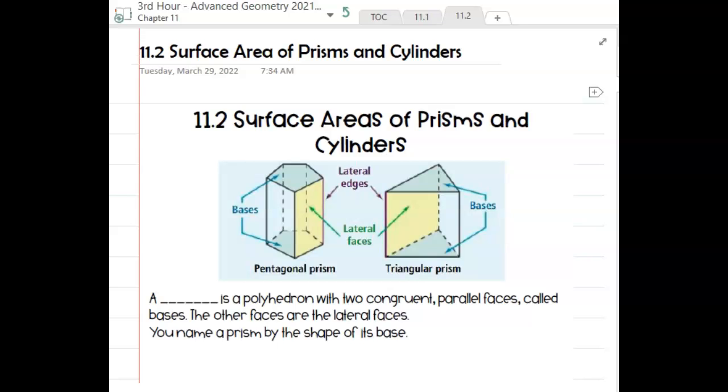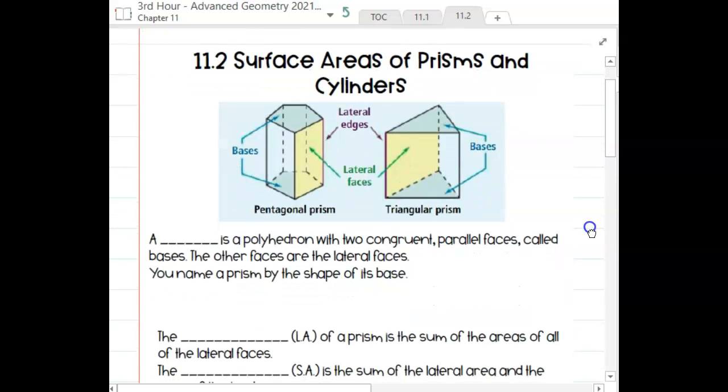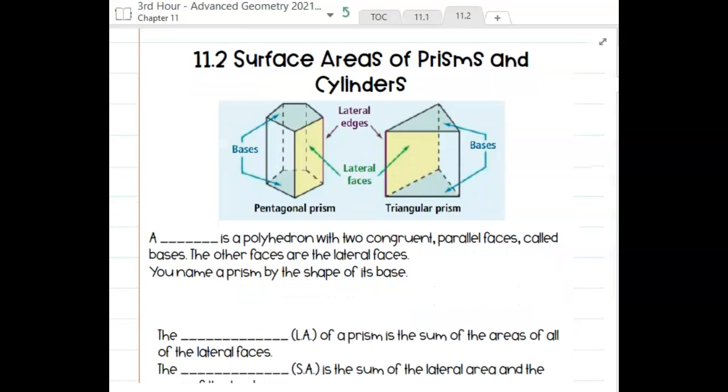Another way you can think about it, we talked about nets yesterday. If you were to take a three-dimensional figure, lay it out completely flat into its net, and if you took the area of each of those individual figures and added them all together, that would be the surface area. So we're going to talk about how to find the surface area of two different things today. We're going to find the surface area of prisms, which is the fun one, and cylinders, which is pretty simple. So it's just plugging things into a formula.